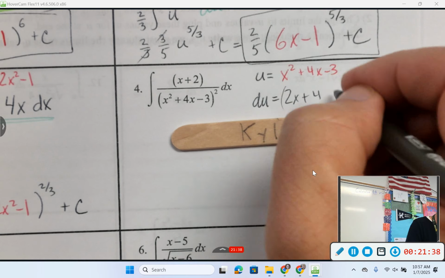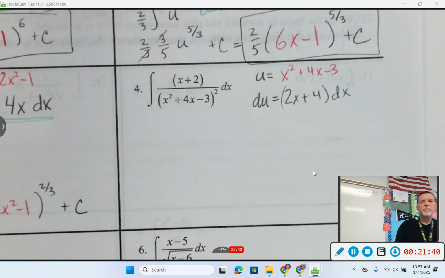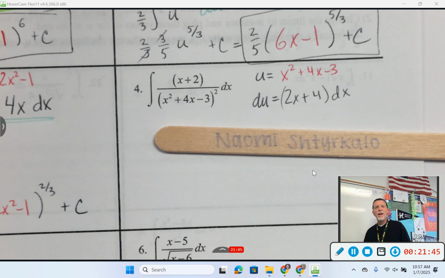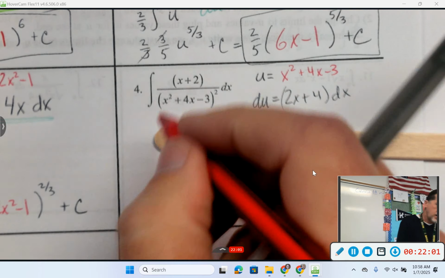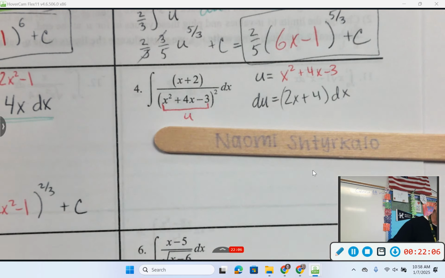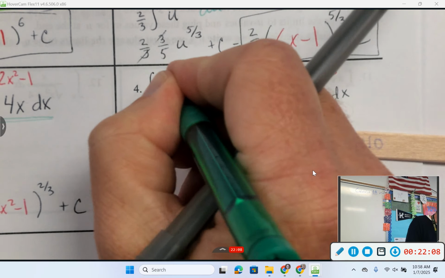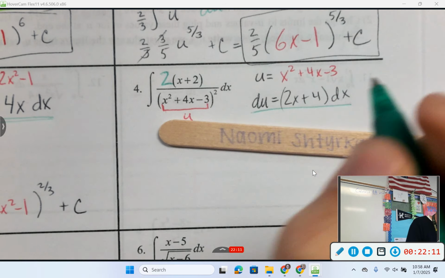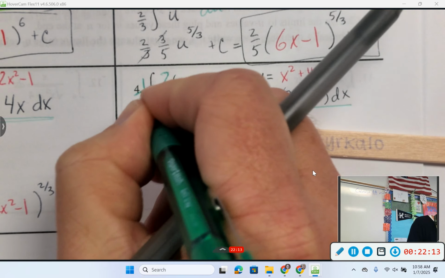2x plus 4 dx. So, Naomi, would you say that's good news or bad news for du? What we got for du? Good news? It's not perfect news, but it's good news. How do I make it work? Got that. We're close to matching. If we just put a 2 out there, then it all matches up. Of course, I have to put a 1/2 out front now.